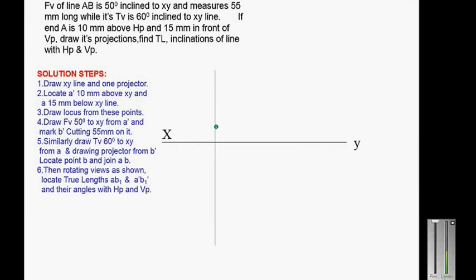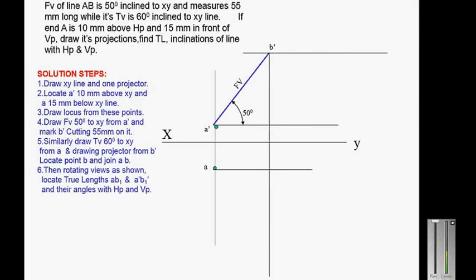So draw the XY line and mark the first point A dash. A dash is 10 millimeter above HP and A is 15 millimeter in front of VP. Then draw two parallel lines. Then you know that the front view length is 55 millimeter and the angle is 50 degrees. So take an angle of 50 degrees and draw the line, and the length is 55 millimeter. Then draw the first locus line, then project it.